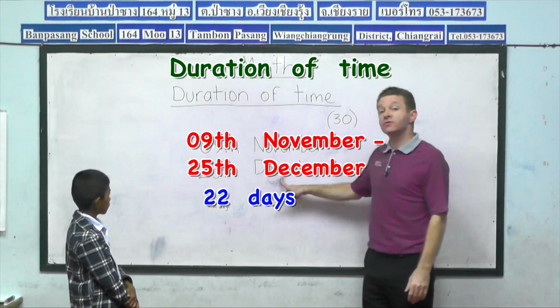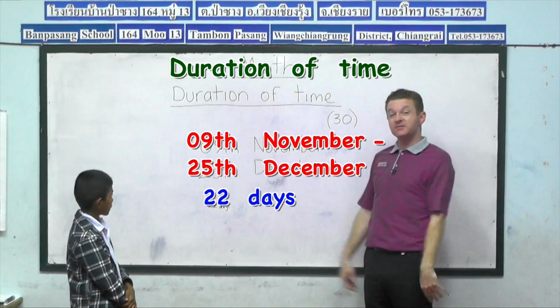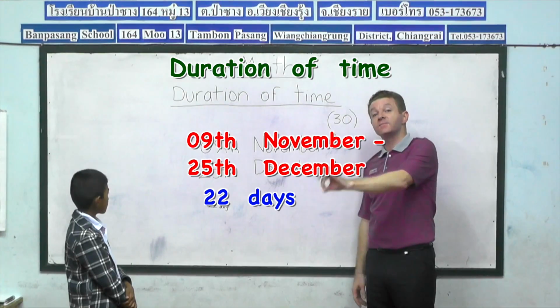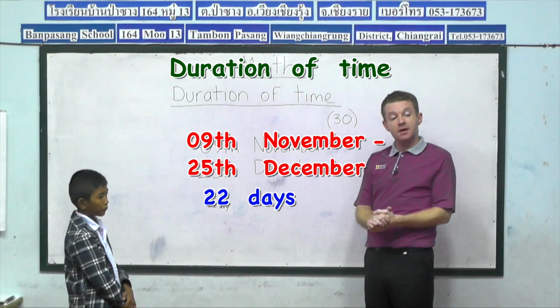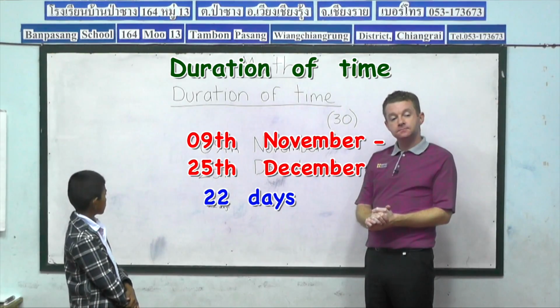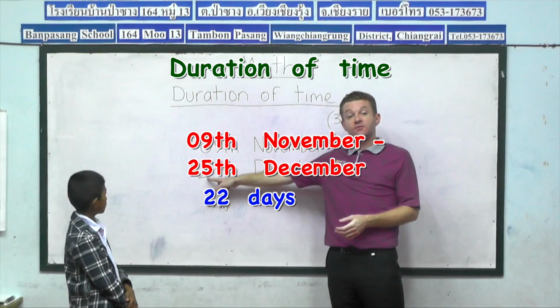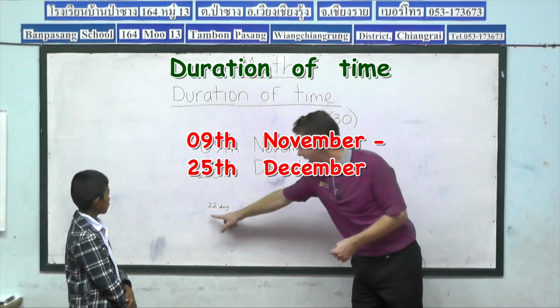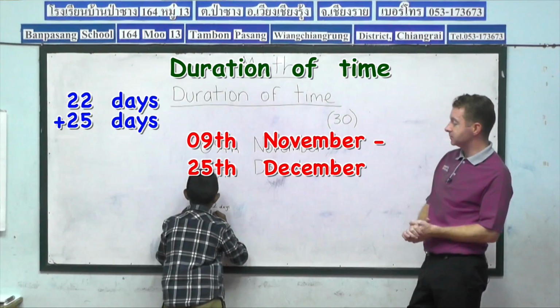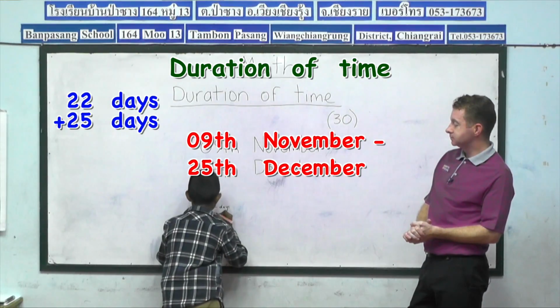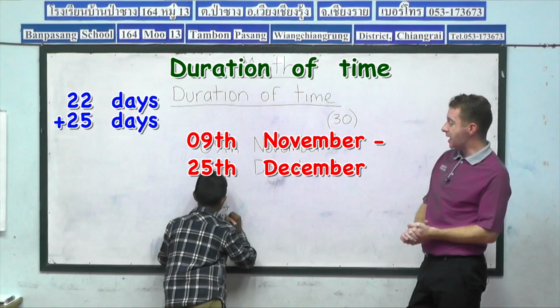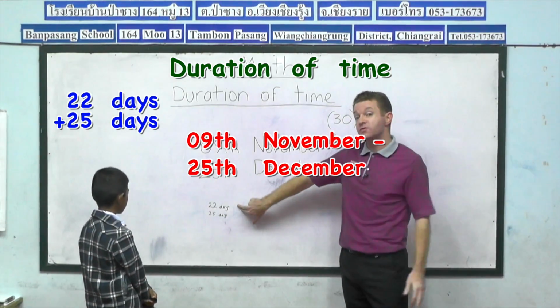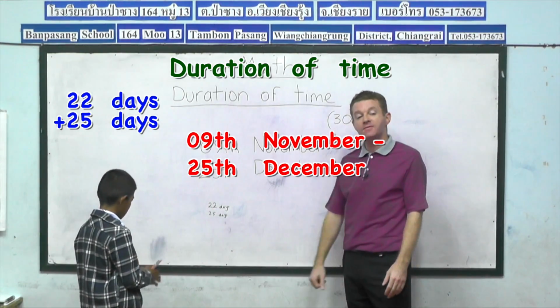Now, the amount of days for December. Now, the second month is easy because we always go from the first to the day that we're talking about. So the first to the 25th of December, how many days? From the first to the 25th is 25 days. So now Pat can write 25 days for December. Excellent, Pat. Well done. So we know we've got 22 days in November and 25 days in December.